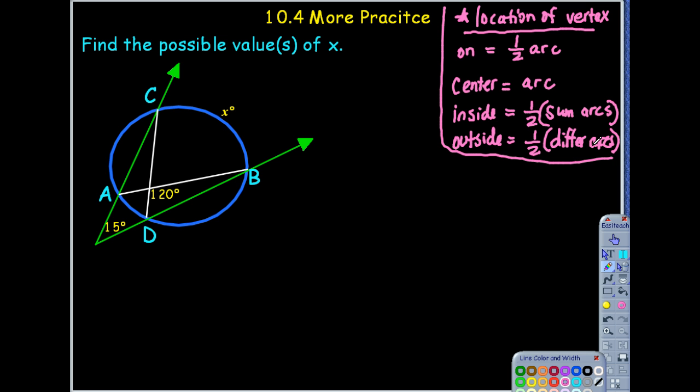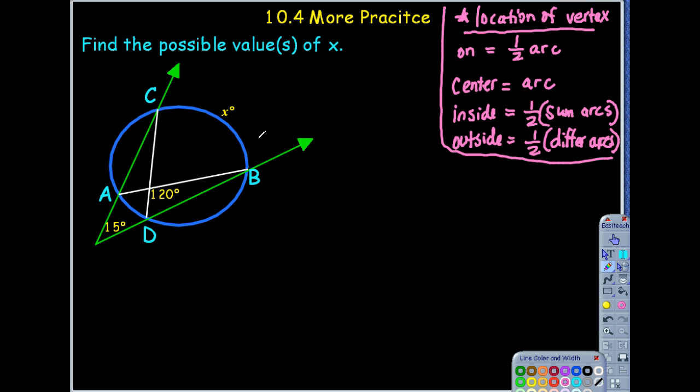So here's the deal. The question said, find the possible value or values of x. This is one where you could get a couple of different answers, because it says value or values, so you could have one or more. I noticed x actually represents the arc CB. Now we don't know that, so let's focus on what we do know.